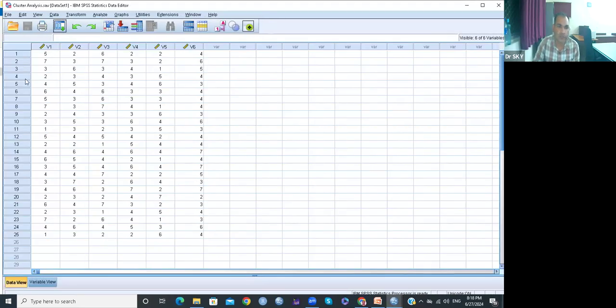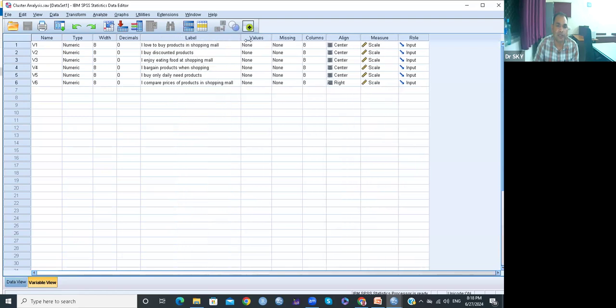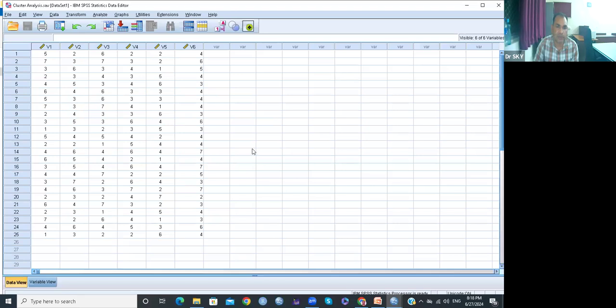Okay. So we have these 6 questions that you see here, like I love to buy products in shopping mall. All are numeric because we have taken the data on a 7-point scale. We have taken observations on 25 persons. So now how to analyze it?